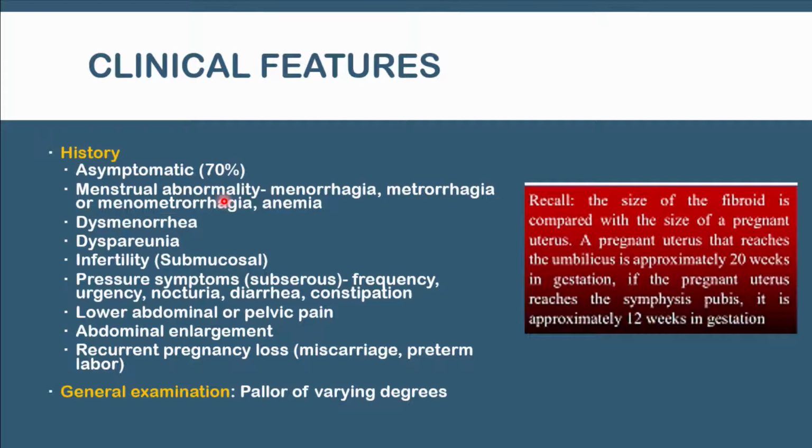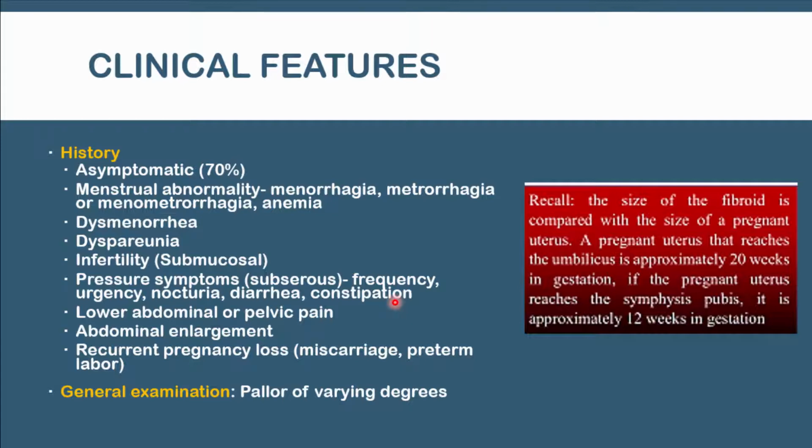Then you may also get some pressure symptoms, especially with the subserous type of fibroids. You could have frequency, urgency, nocturia if you get compression on the bladder. You could have diarrhea and constipation if you get compression on the rectum. Some people may actually experience lower abdominal, even sometimes pelvic pain. There may even be abdominal enlargement. Sometimes they may even just feel pelvic heaviness, kind of like the pelvic organs are pretty heavy. In some individuals, they may get recurrent pregnancy losses, which could either be miscarriages or preterm labors.